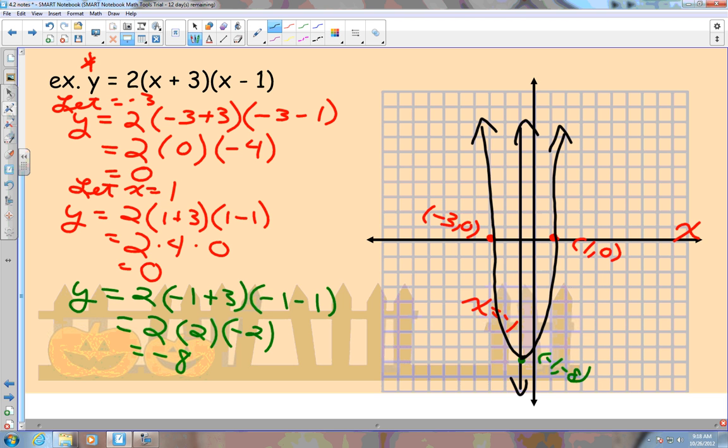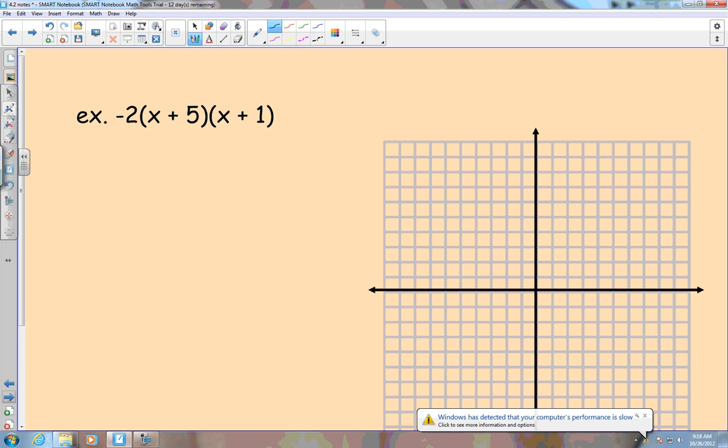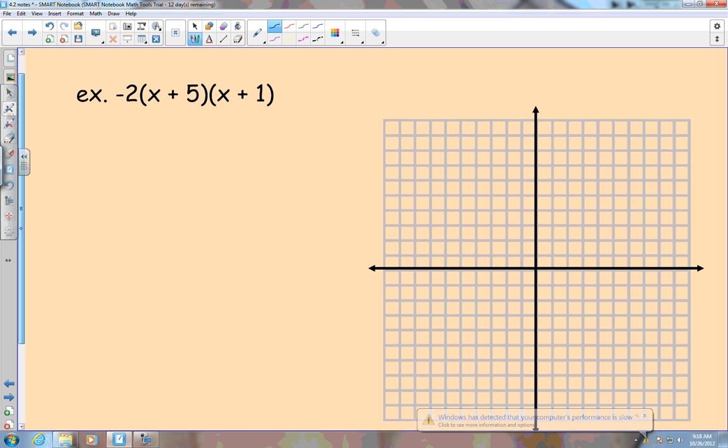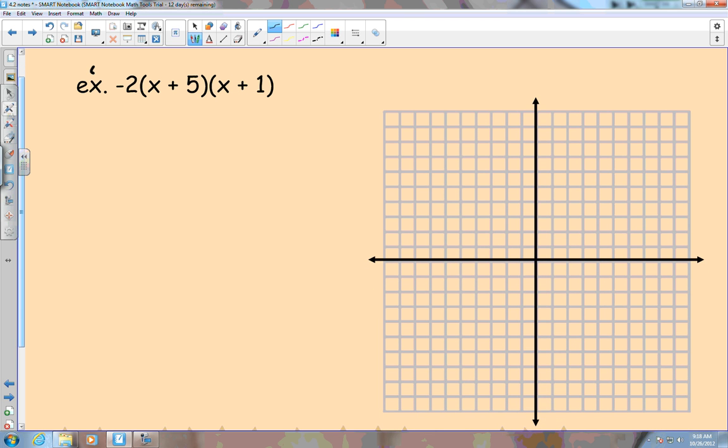So let's do one more. Now I'm going to let you leave part of the work that I have on this one out. So I'm going to do one more and show you exactly what I want to see on your graphs. So this one, I didn't put my y equals in here. I've got y equals negative 2 times x plus 5 in parentheses times x plus 1 in parentheses. What do I call this form? Intercept form. Okay? So this is the intercept form. So the first thing you need to do is you look at that equation and you tell me the two x-intercepts.